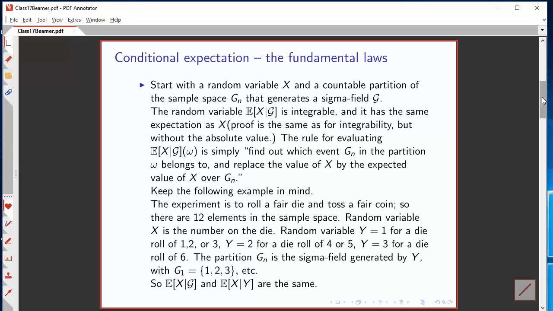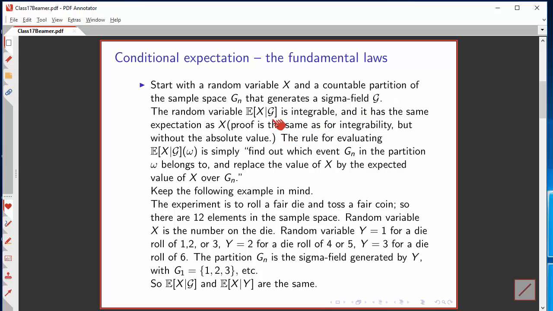And we're going to be talking about the laws for conditional expectation and then applying them to a two-step call option. So, we start out with two things, a random variable, I'll call it capital X, and a partition of the sample space. I'm going to assume there's a countable number of events in the partition, and these generate a sigma field, which we'll call G.